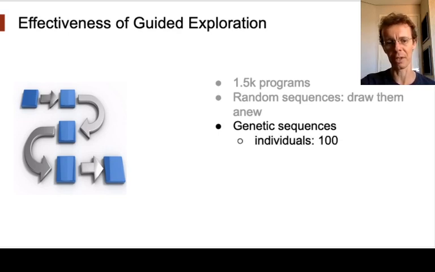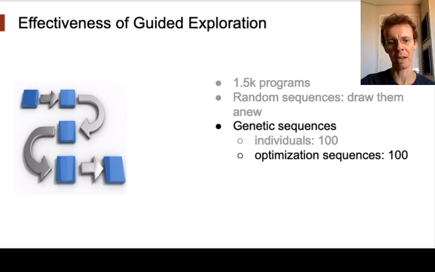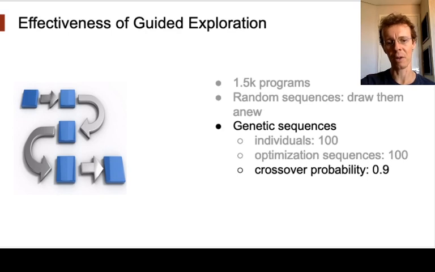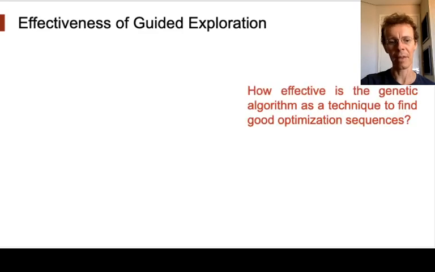To try to find good optimization sequences, we will start with 100 individuals. Each individual is an optimization sequence with 100 elements. The crossover probability is 0.9 and the mutation probability is 0.1. And now let's see how effective is the genetic algorithm as a technique to find good optimization sequences.